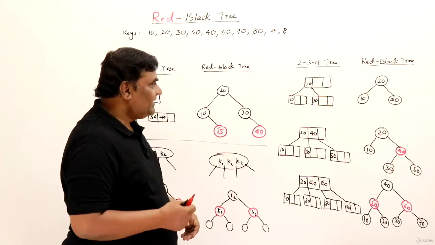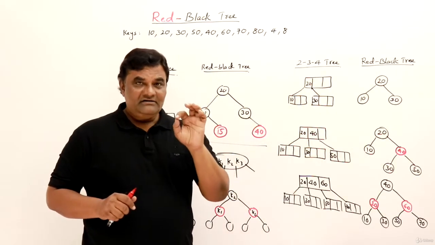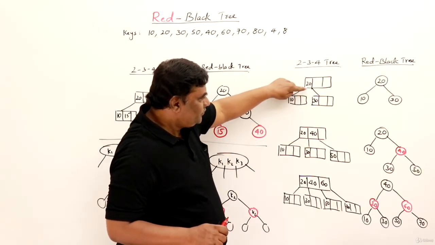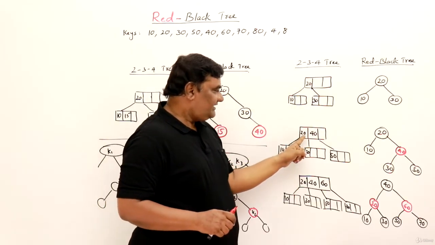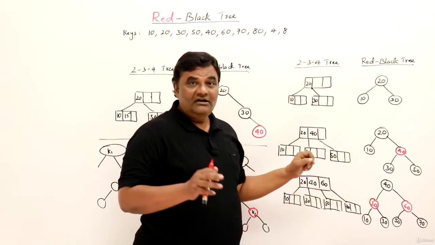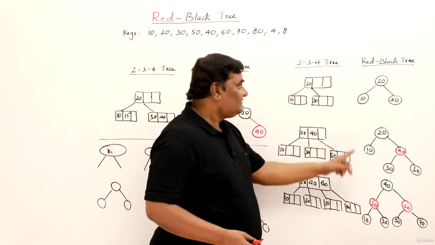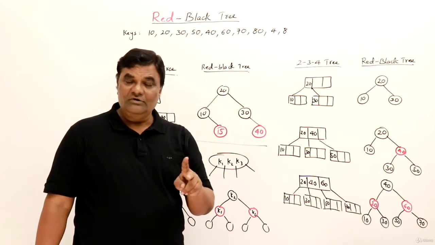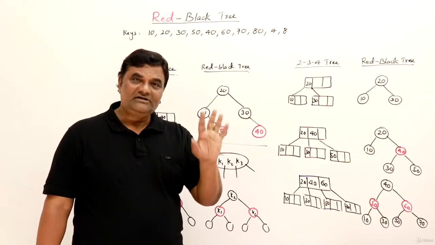So here I have some examples. See, this is a 2, 3, 4 tree. 2, 3, 4 means every node in a tree can have 1 key and 2 children, that means 2. Or a node can have 2 keys and 3 children, so that is 3. Or a node can have 3 keys and 4 children, so that is 4. So the degree of each node can be either 2 or 3 or 4. So the number of keys can be either 1 or 2 or 3.